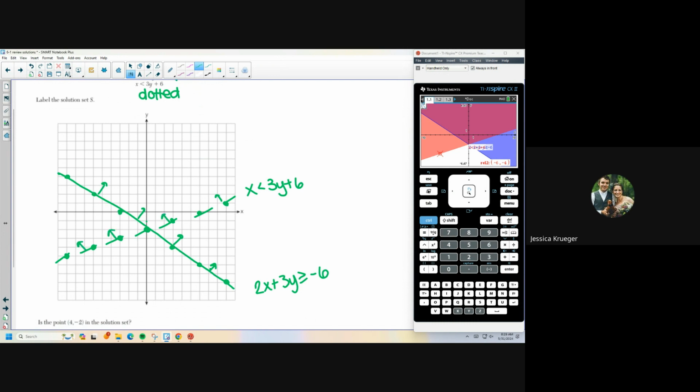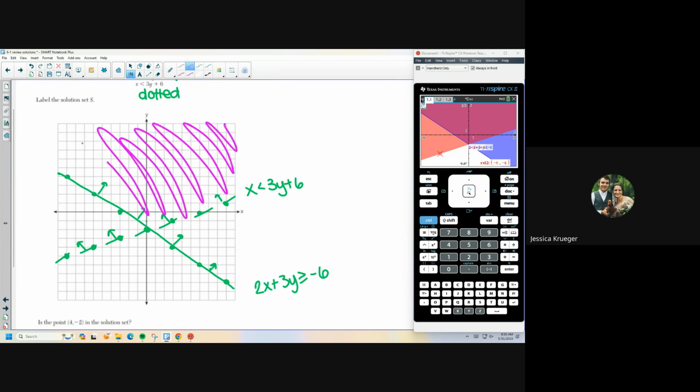So when I look at my graph, where do both solutions fall? Both solutions fall in this top piece of my graph. Notice it says label the solution set S. So make sure you read and that you've answered all the parts.